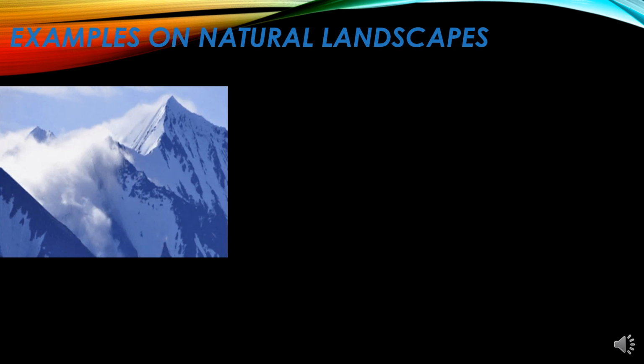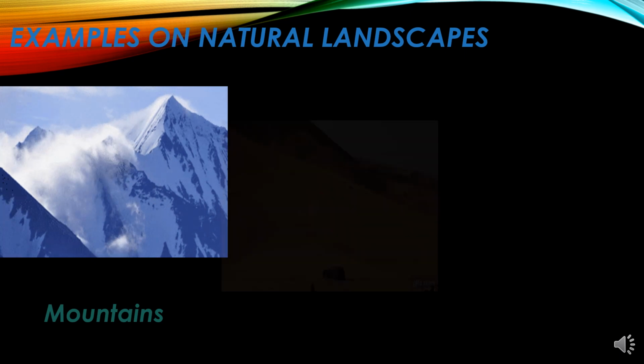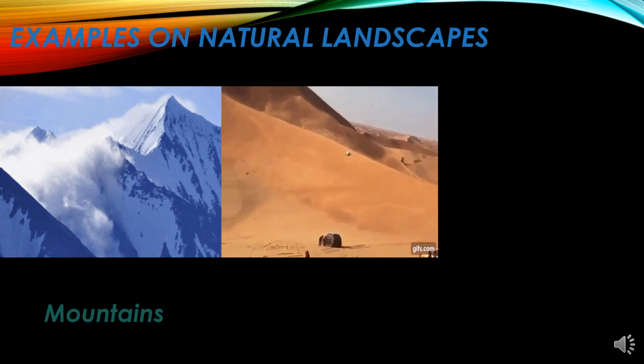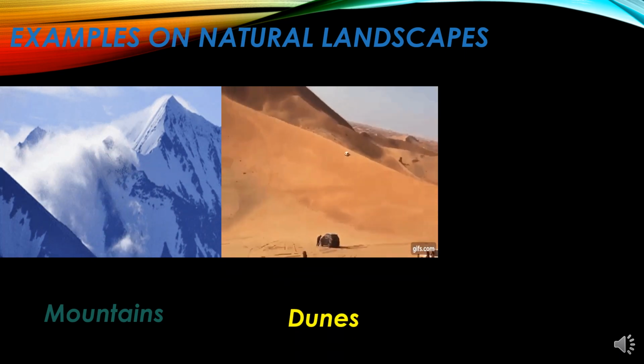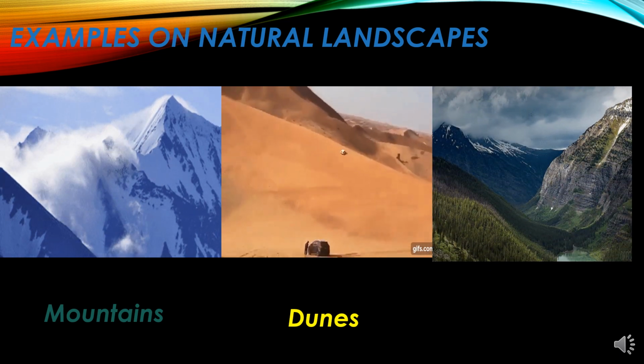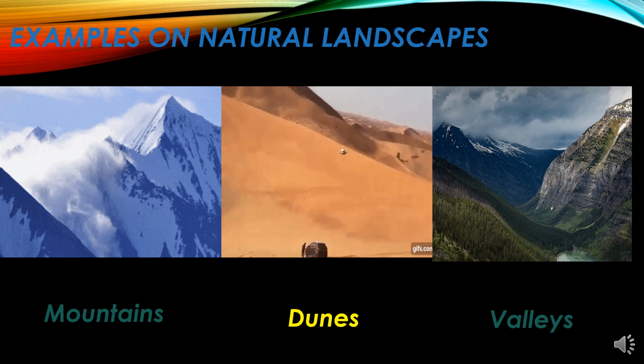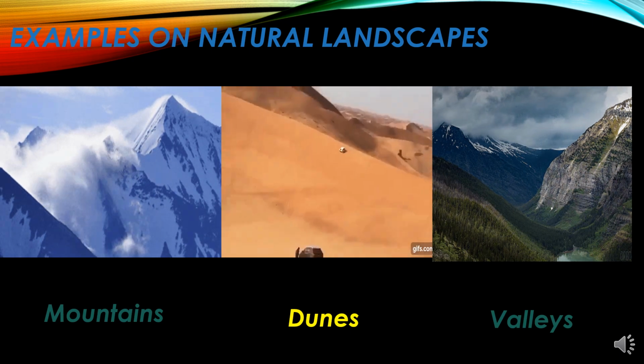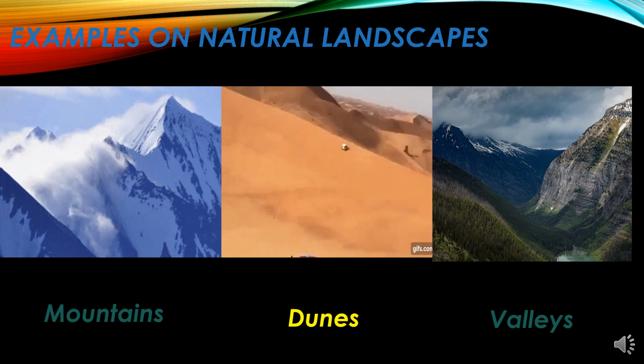What do you see from this picture, grade 4? Excellent. Like the mountains. Excellent, grade 4. What else? Super, like the sand dunes. Excellent. And also like valleys. Excellent, grade 4. All of these landforms, I can call them landscapes.